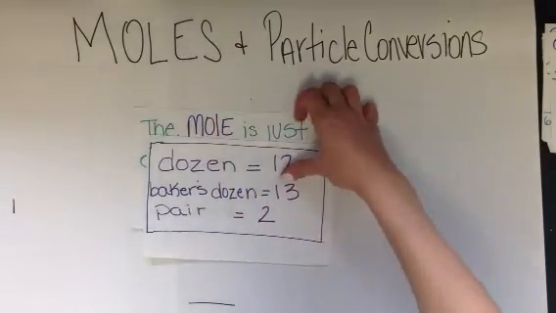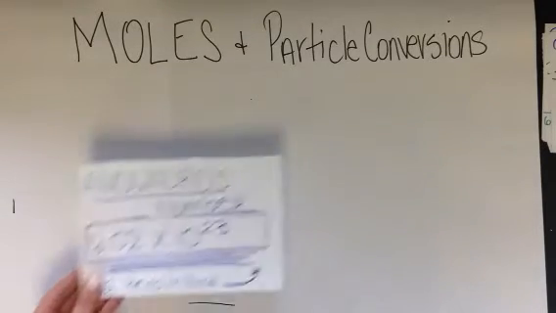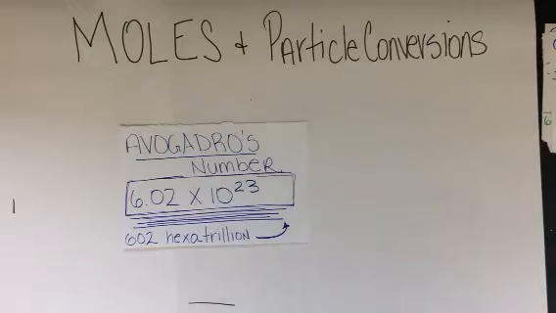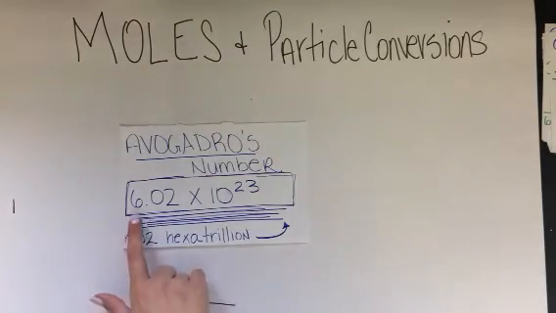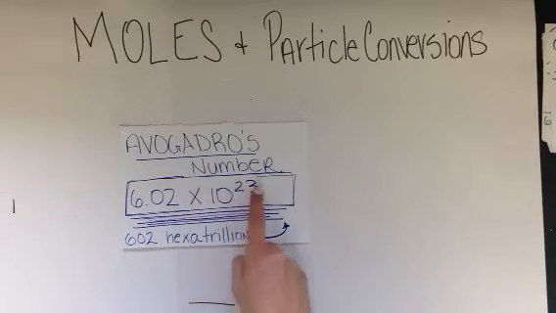Well, if a dozen is 12, a mole is a huge number. A mole is 602 hexatrillion. So let's take a look at that. A mole, also known as Avogadro's number, is equal to 602 hexatrillion. Well, that's enormous. So we write it in scientific notation, 6.02 times 10 to the 23rd.